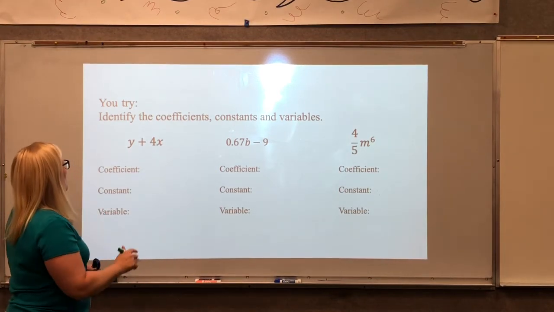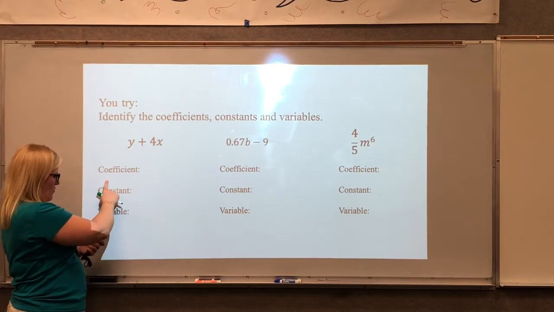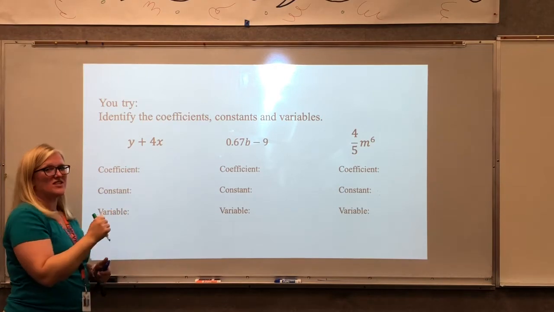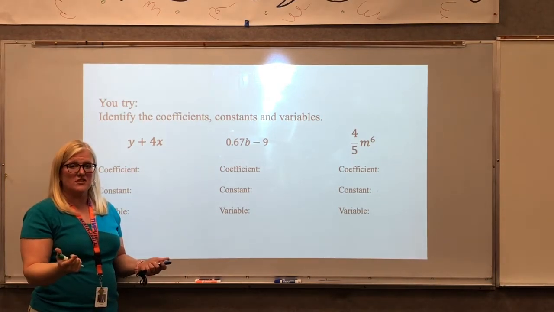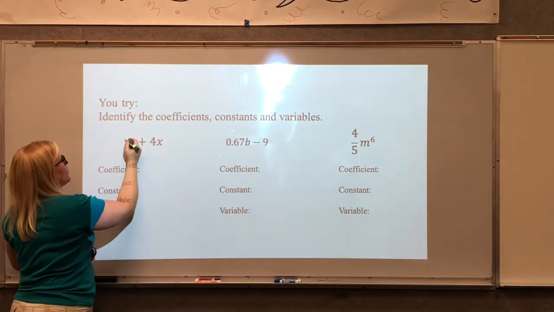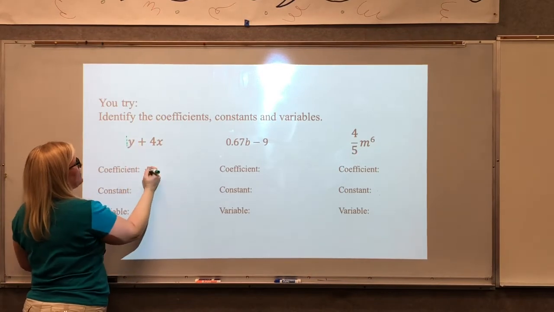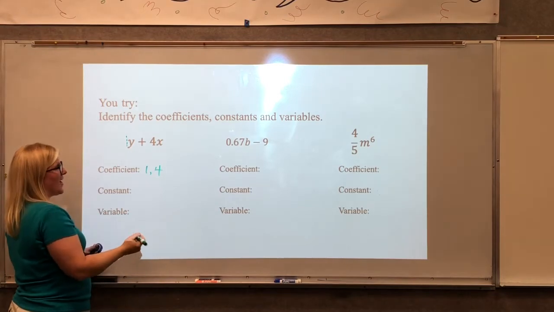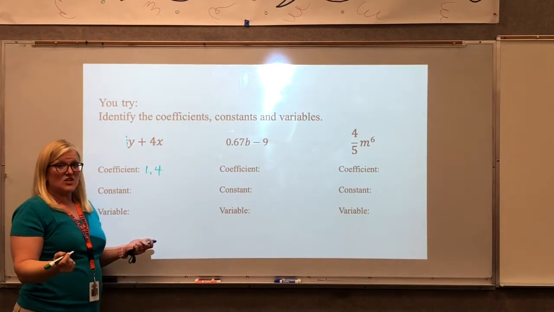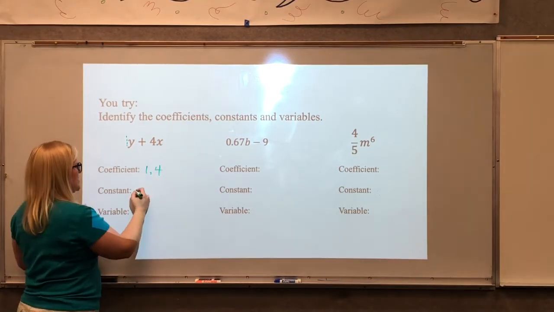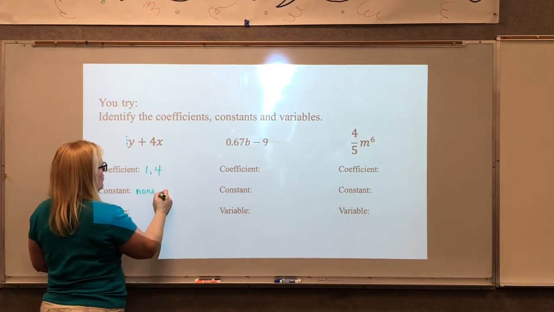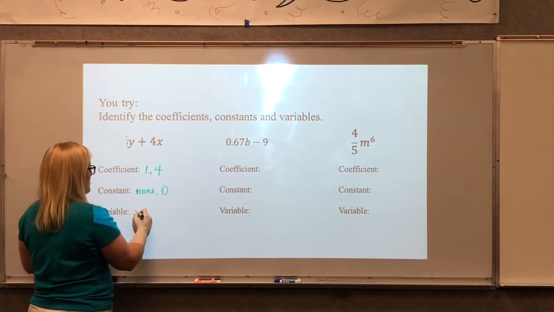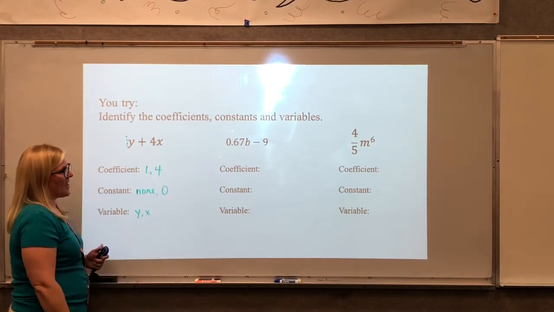Okay. So coefficients for this one. What we've got here, we actually have 2 terms with different variables. So we actually have 2 coefficients. We have our nice little invisible one right here, and we have 4. Our constant, there isn't one, right? So it's either none or 0. And our variable, we have 2. So we have y and x.